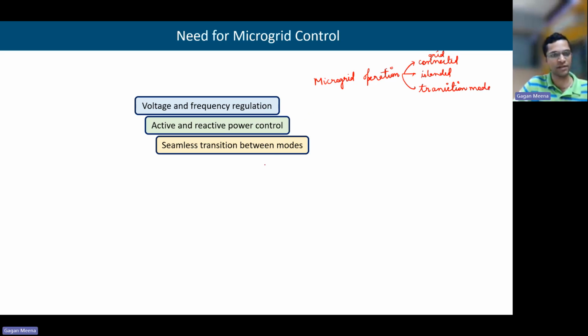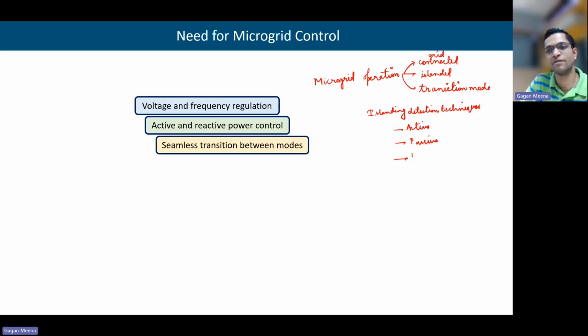These three modes, we need a seamless transition between the modes, and for that we need to have islanding detection techniques. And we have already discussed different types of islanding detection techniques. Here we have discussed active, passive, hybrid, as well as communication based.